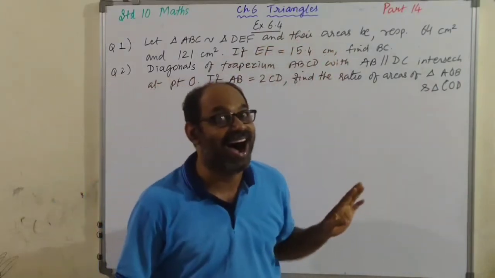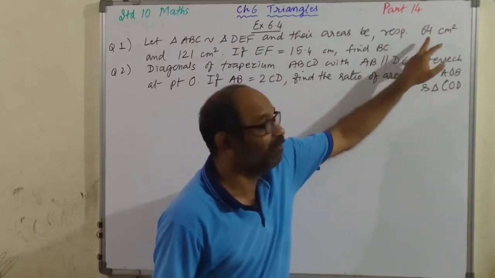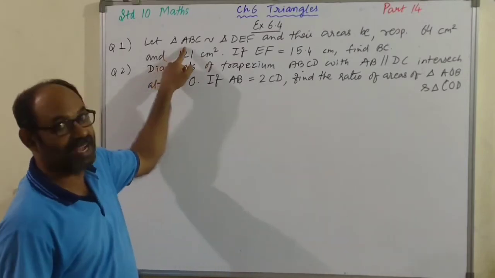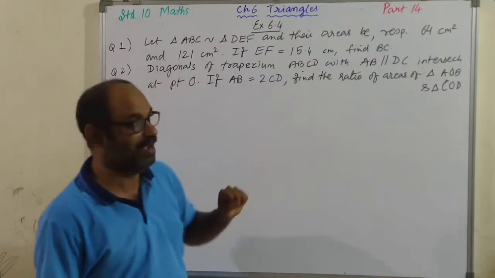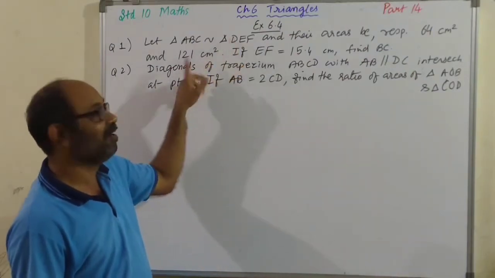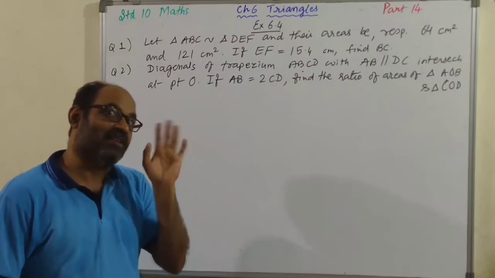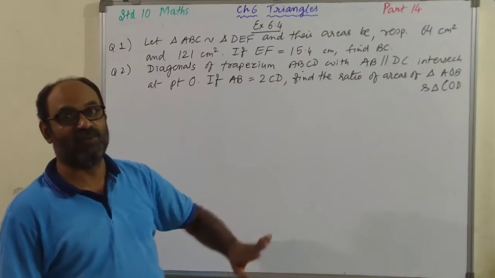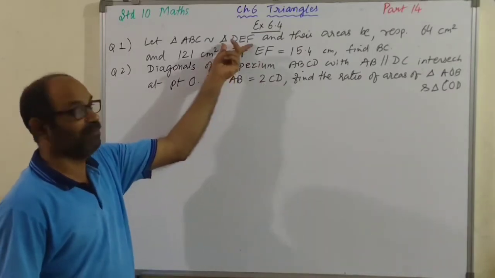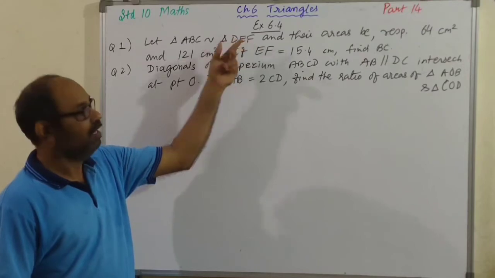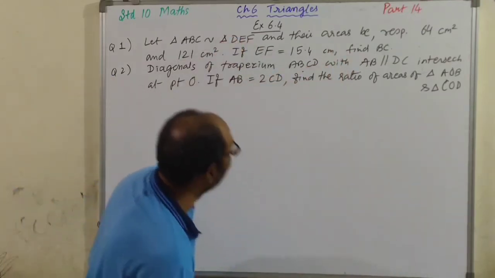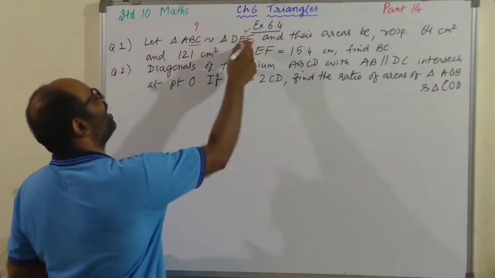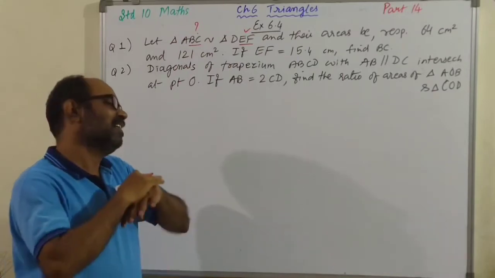And their areas are given respectively 64 centimeter square and 121 centimeter square. So what is the area of triangle ABC? 64 centimeter square. What is the area of triangle DEF? 121 centimeter square. So areas of both the triangles are given. They are similar. If EF is equal to 15.4, EF is one of the sides of the second triangle, correct? Find BC. आप देख लो, EF आपको दिया है और BC आपको ढूंढना है. They are corresponding sides. बस, okay.